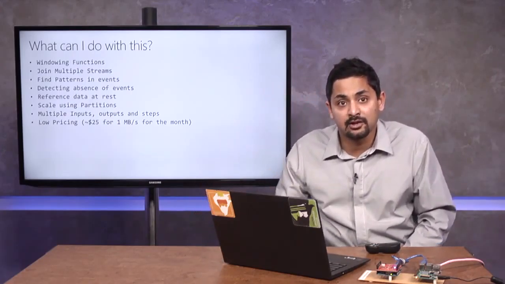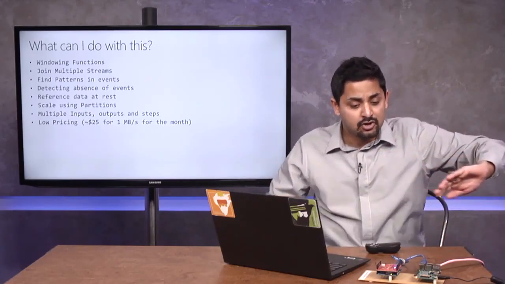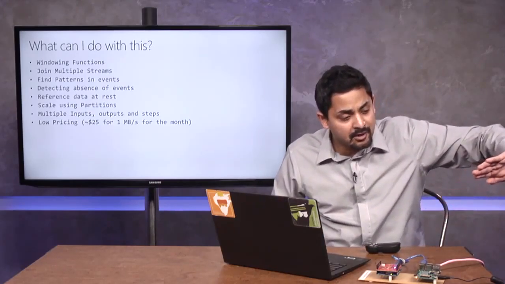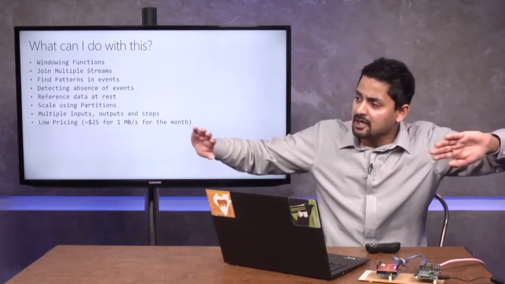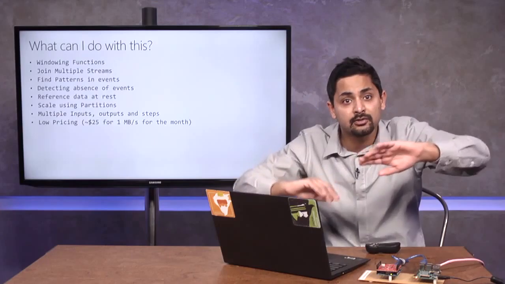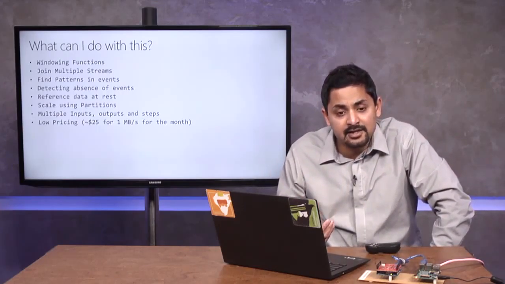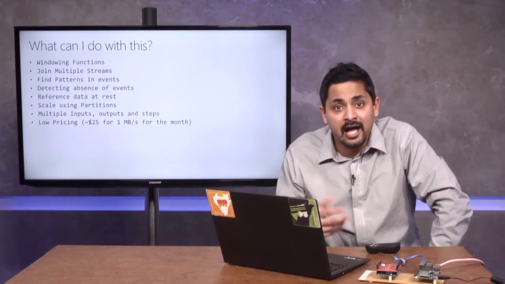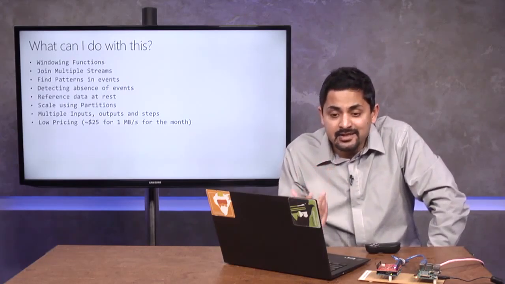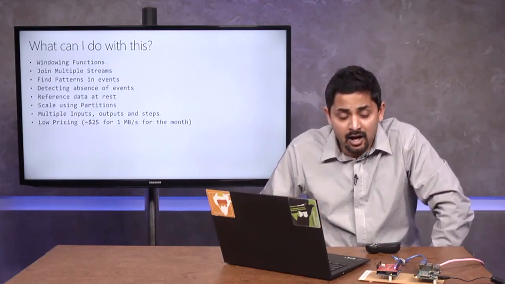I can do things like join multiple streams together. So if I have data coming from my temperature sensors, I have data coming from my CO2 sensors, and I want to correlate them, I'll be able to do this. I can find patterns in events and the lack of patterns, the absence of events. I can use things like joins, inner joins and left outer joins to do this.